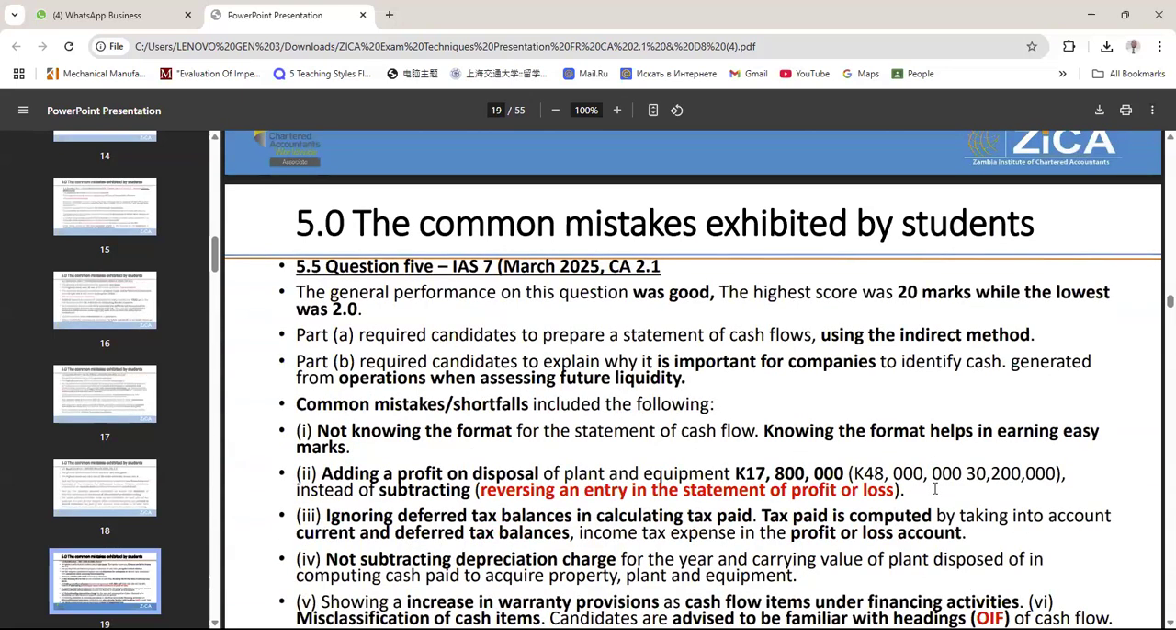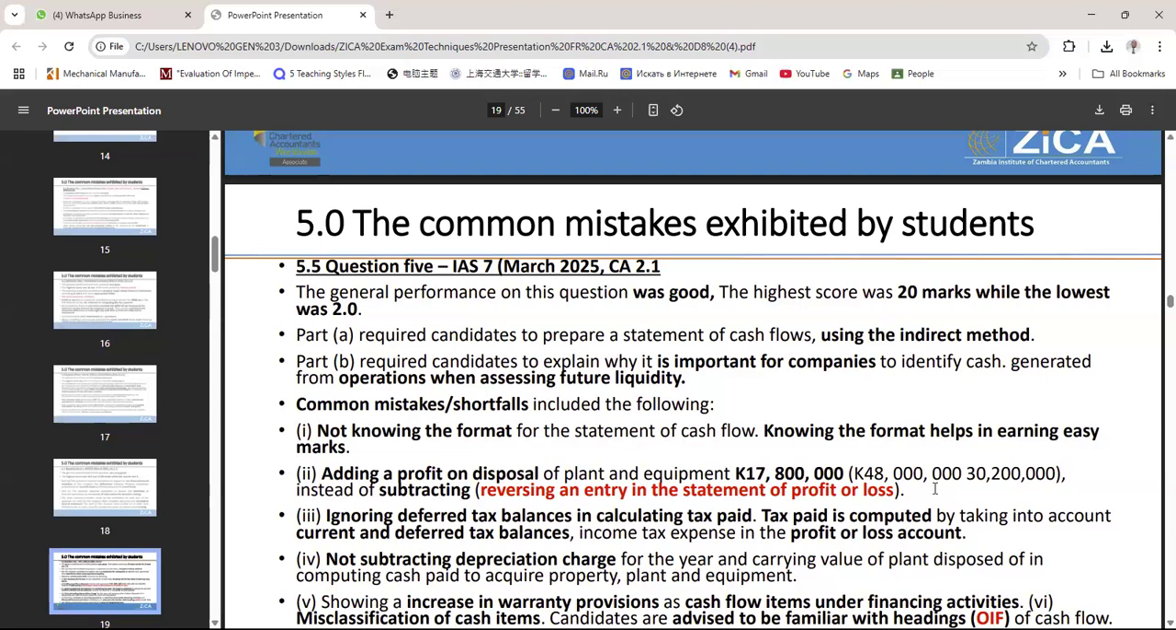Cash flow, whether you like it or not, it's a friendly topic, and that's why the performance was good. Despite someone getting 0, then you wonder. Of course, when you are preparing cash flow, you have to know the format. You start with operating, investing, then financing. Under operating, there are 2 methods, direct method and indirect method. Here what was tested is the indirect method.